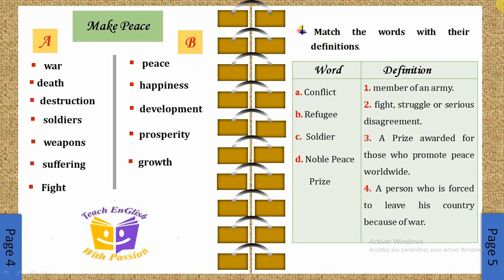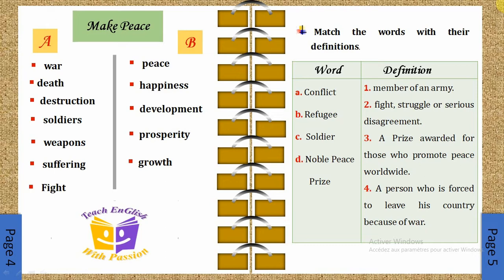While interacting with learners about the pictures, the teacher on the board can organize things in a form of two mind maps. The first one has to do with war and the other one has to do with peace. So for Group A pictures, learners can suggest words like war, death, destruction, soldiers, weapons, suffering, fight, and angry. For a second group of pictures, learners can have words like peace, happiness, development, prosperity, and growth, or any other words. Once learners discover the theme of the unit, the teacher sets them to do a number of activities.